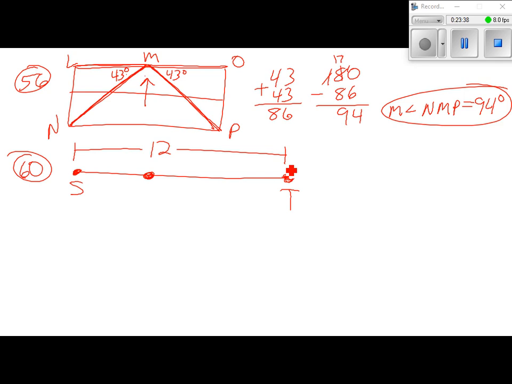Then it says RS is 7, so R would have to be here, and this part's 7. And RT is 5. Notice mine doesn't look correct. It should probably be the other way around, but that doesn't matter. So it should look something like that. And what this tells us is that R has to be between S and T. And if I look down there, point R is between S and T. That's letter A. It's the only way it'll work out.